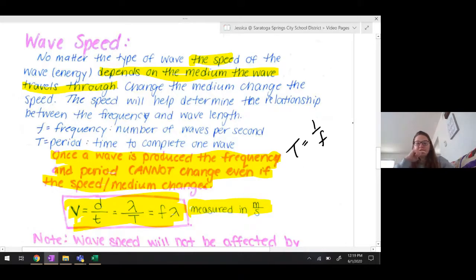Okay, so remember that frequency bit is going to remain the same even as we change the speed. Okay, so when we do change speed, it must be the wavelength that's changing.